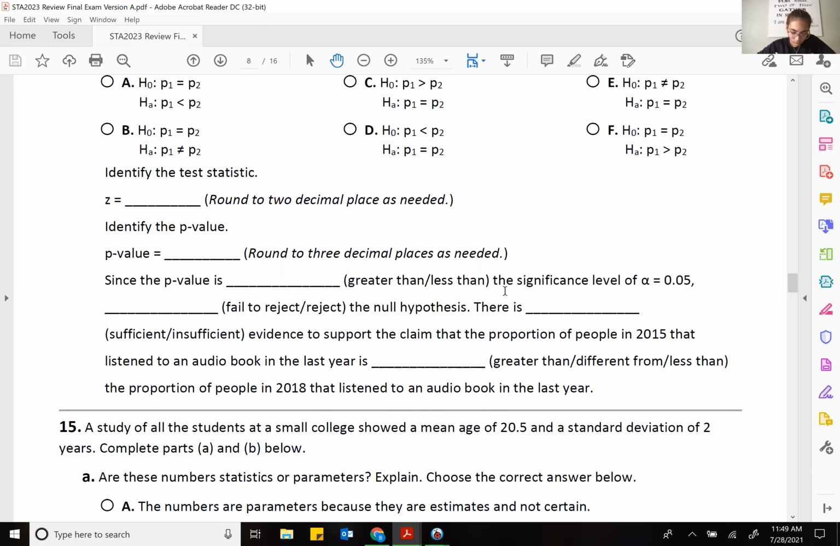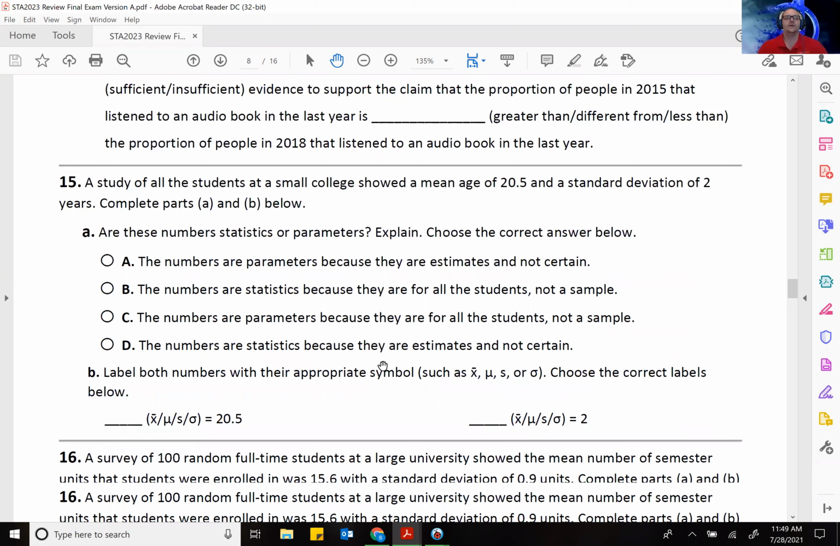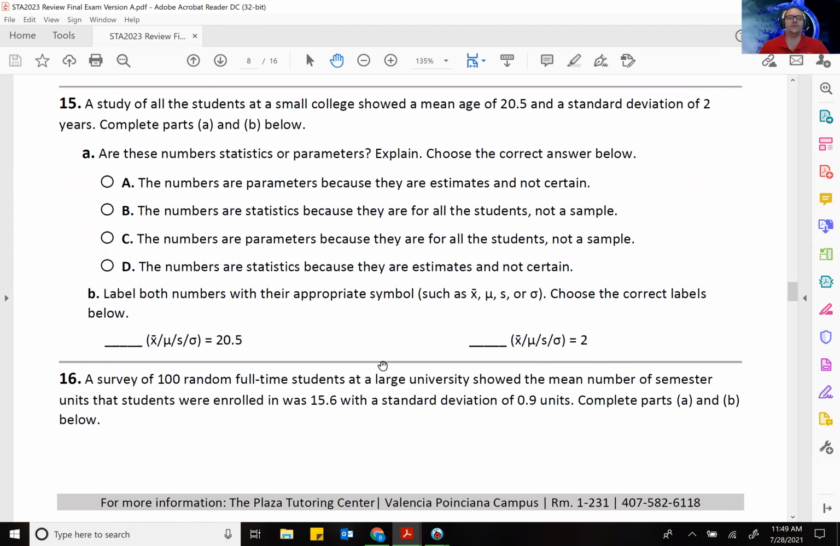All right. 15. A study of all students at a small college showed a mean age of 20.5 and a standard deviation of 2 years. Complete parts A and B.